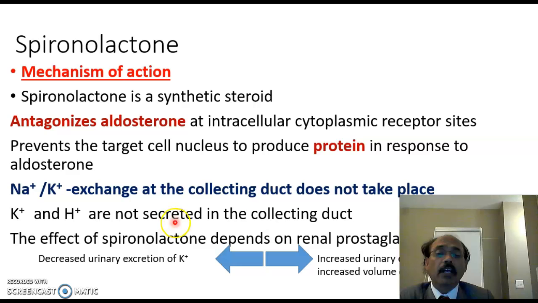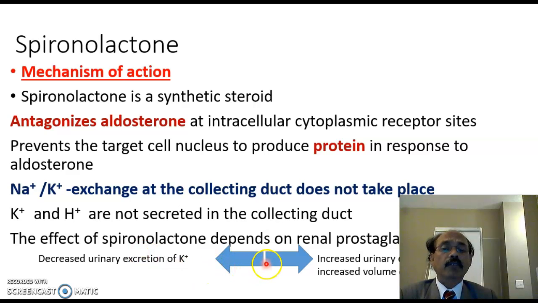Potassium and hydrogen are not secreted in the collecting duct. So hydrogen will remain in our system, which will lead to acidosis. Potassium will remain in our system, and if it is in excess, that may lead to hyperkalemia. The effect of spironolactone depends on renal prostaglandin synthesis. So if we use a prostaglandin inhibitor like an NSAID, then the efficacy of the potassium-sparing diuretic will be lost.